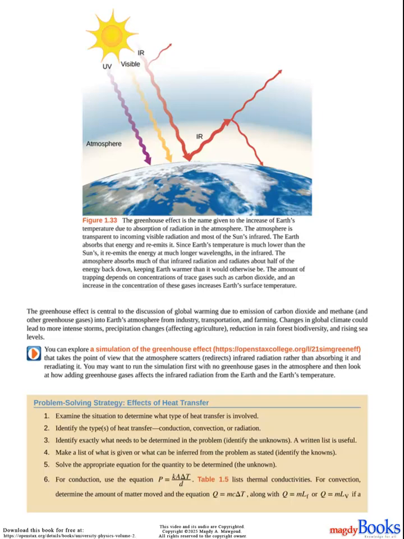Problem-solving strategy: effects of heat transfer. 1. Examine the situation to determine what type of heat transfer is involved. 2. Identify the types of heat transfer: conduction, convection, or radiation. 3. Identify exactly what needs to be determined in the problem. Identify the unknowns. A written list is useful. 4. Make a list of what is given or what can be inferred from the problem as stated. Identify the knowns. 5. Solve the appropriate equation for the quantity to be determined, the unknown.